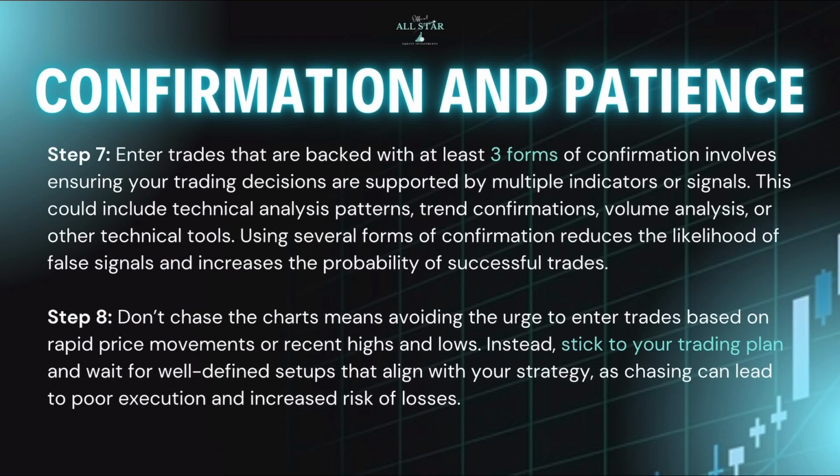All right, so last but certainly not least is going to be confirmation and patience. So within step 7, of course, I always make sure I explain this to new traders. You want to have at least 3 forms of confirmation before you enter into any trade. Now, this is going to help you support any decision that you want to make based upon what you read on the charts. So this can be confirmation from multiple indicators, it can be signals, and you want to combine technical analysis of patterns with the trend confirmations, and then of course volume, open interest, all those good technical tools. And this is useful because those forms of confirmation will help reduce the likelihood of false signals and false breakouts.